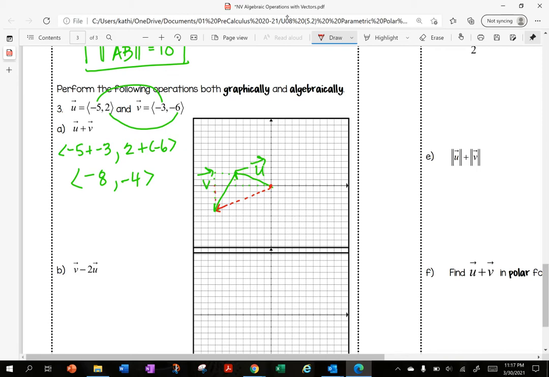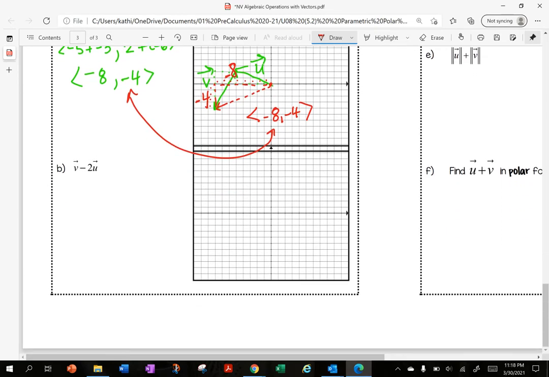And when I box out this vector, the resultant vector, it's minus 8 horizontally, and minus 4 vertically, which is the vector I just calculated. So <-8, -4>. So I should get the same thing, whether I'm calculating this algebraically or whether I'm doing this graphically. All right, let's do another one.